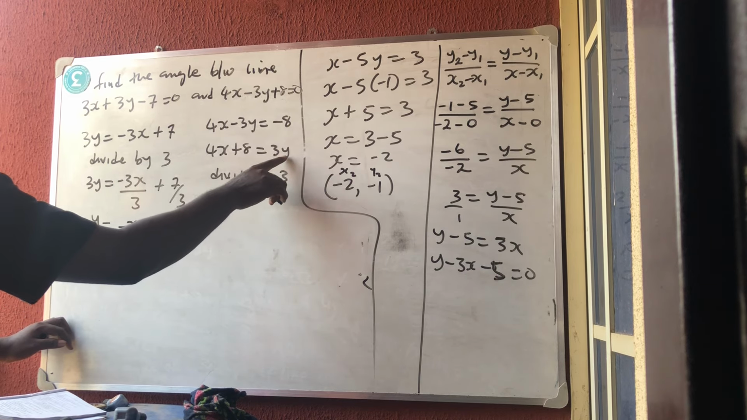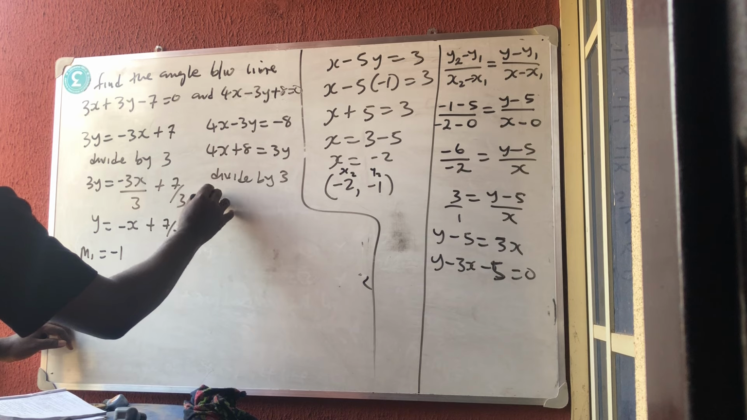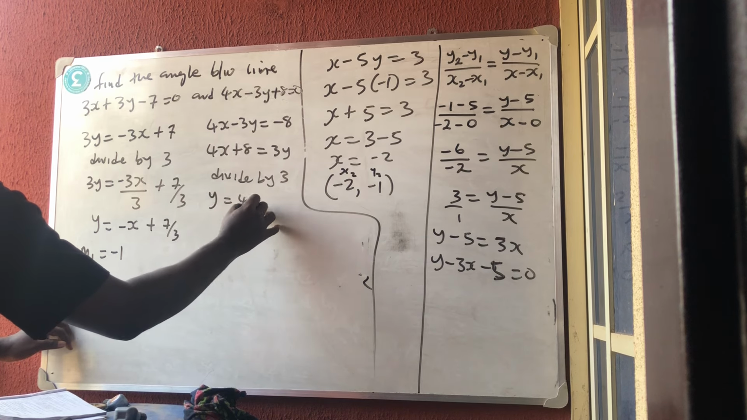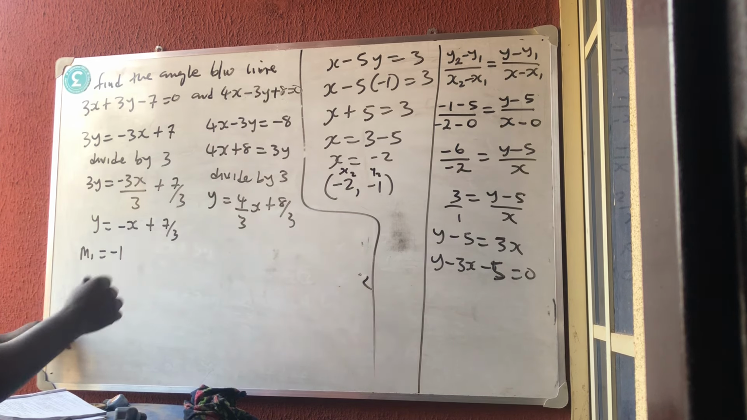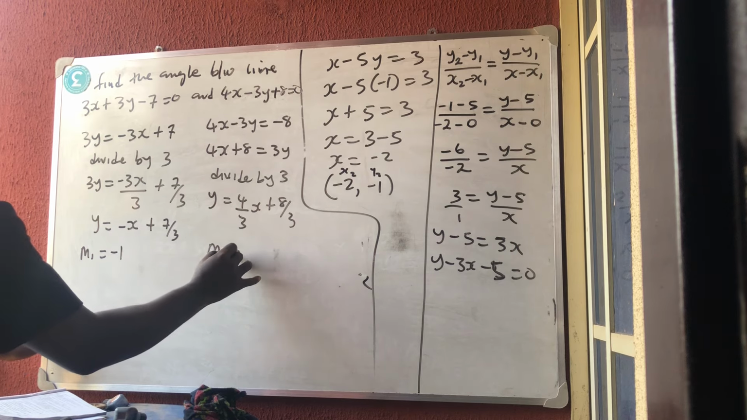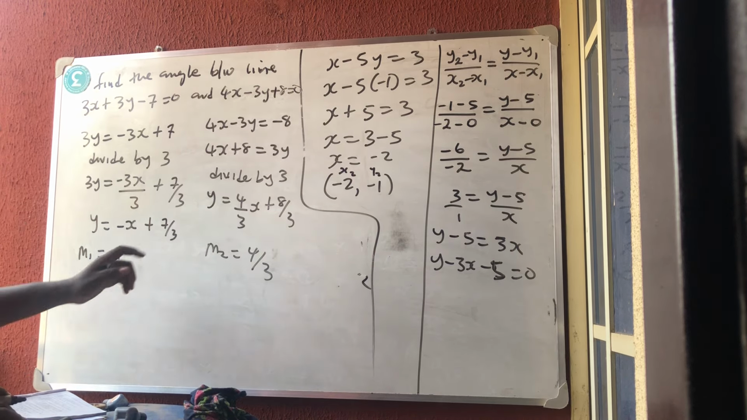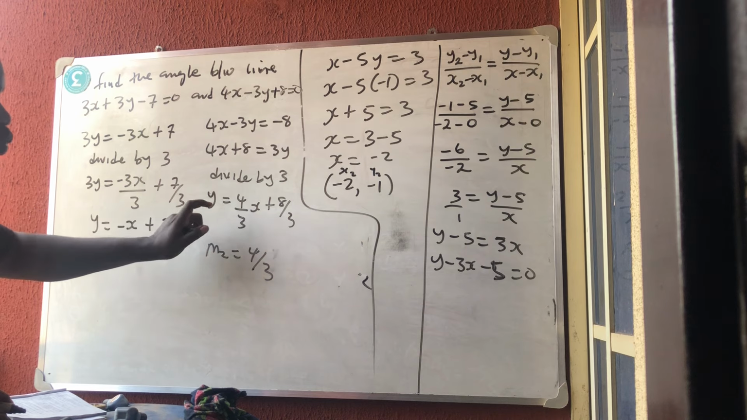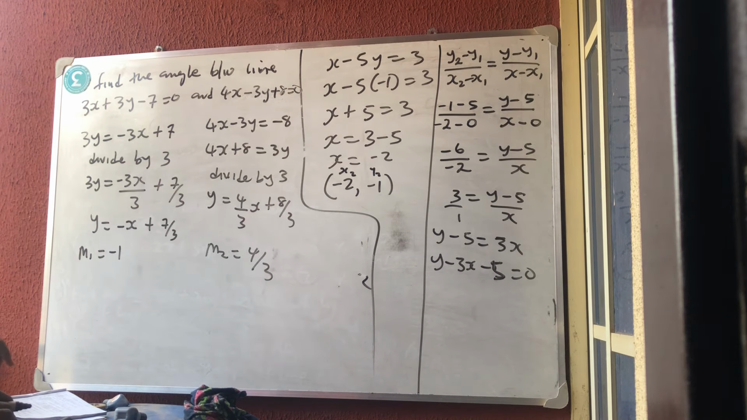I'm dividing by 3 because y has 3 here. So I'm having y is equal to 4 over 3x plus 8 over 3. So the slope of this line now is 4 over 3. Slope means the coefficient of x when you have made y the subject of the formula. As simple as that.